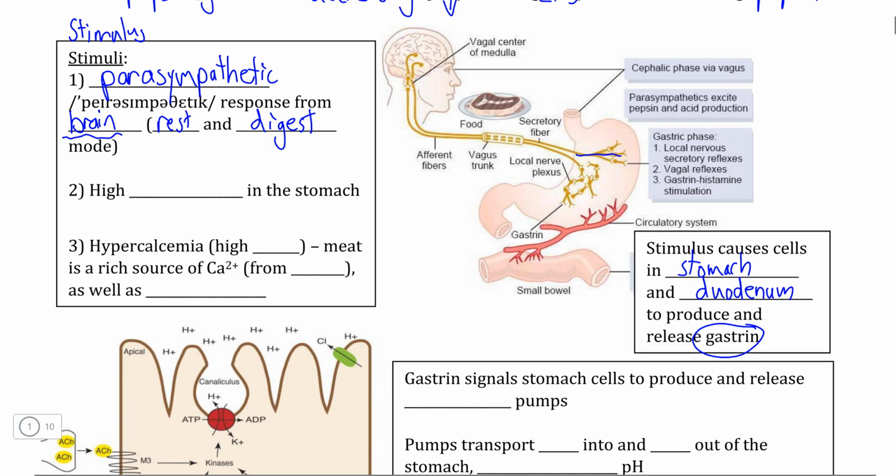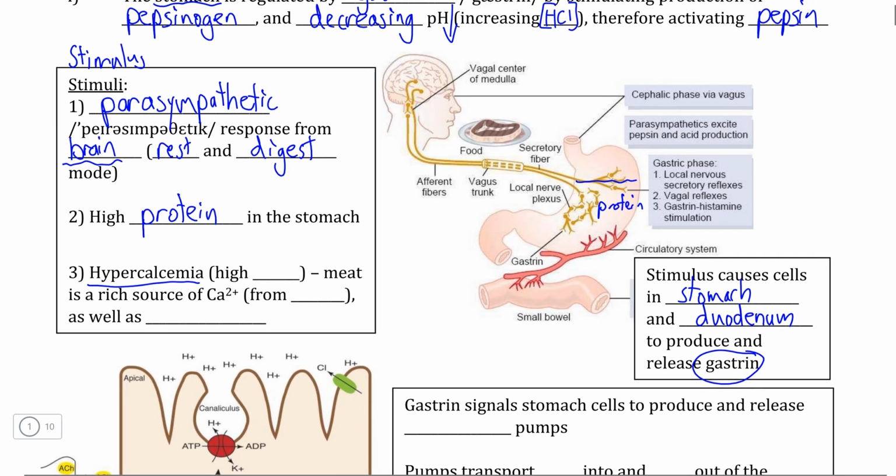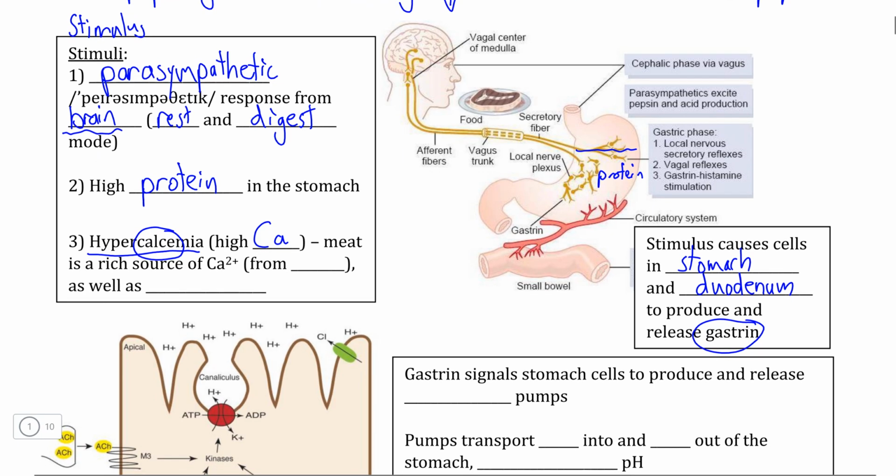Now, remember that the primary goal of the stomach is the digestion of protein, so naturally gastrin is going to be produced when there is a high concentration of protein that is detected within the stomach, because that's a signal to the stomach that digestion needs to begin. The third stimulus, which doesn't seem to be related at first, is a condition called hypercalcemia, and if we look at the root of this word here, that's probably an indication that we're looking for the element calcium, which exists as an ion when dissolved in water, so we write calcium as Ca2+.